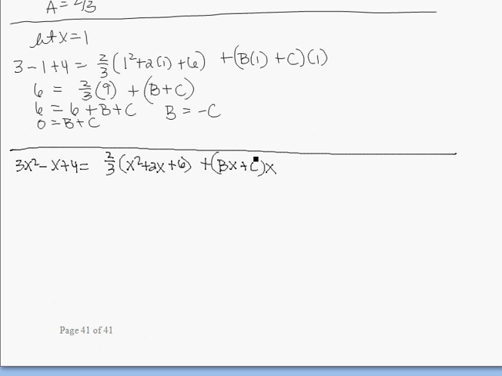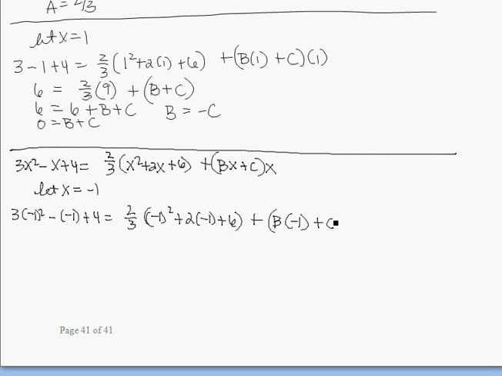So let me pause and move down a little bit. Okay, so I just rewrote our partial fractions so far with a being 2/3. We did x is 1, so probably the next easiest value is to let x equal negative 1. So I get 3 times negative 1 squared minus negative 1 plus 4 is equal to 2/3 times negative 1 squared plus 2 times negative 1 plus 6, plus b times negative 1 plus c times negative 1. So here I get 3 times 1 plus 1 plus 4 equals 2/3 times 1 minus 2 plus 6, plus negative b plus c times negative 1.